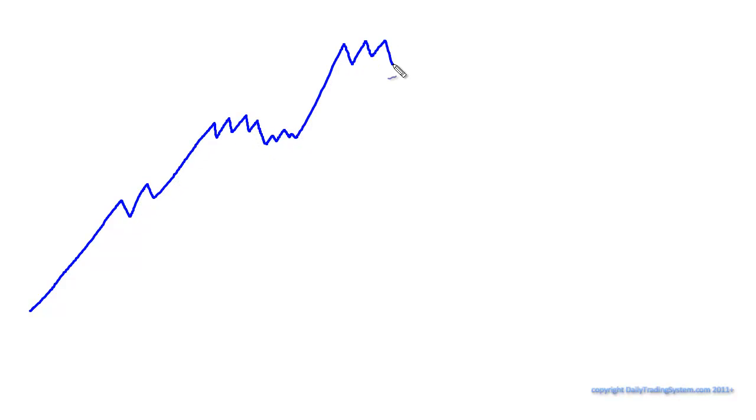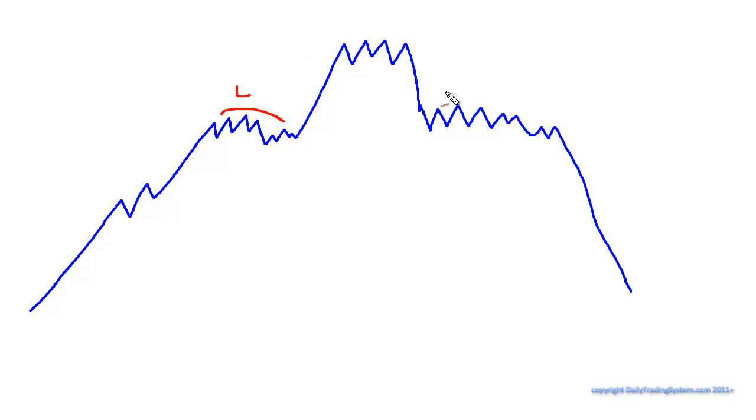What this basically looks like is the market will start to go up, and it might go sideways for a bit, and then it will shoot up, and then it might come back down, and then shoot back down again. This area here is the left shoulder, this area here is the right shoulder, and this area here is the head.